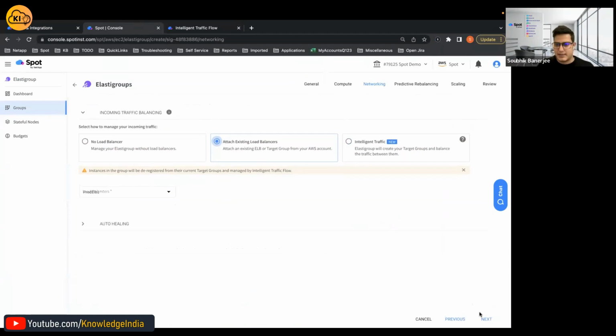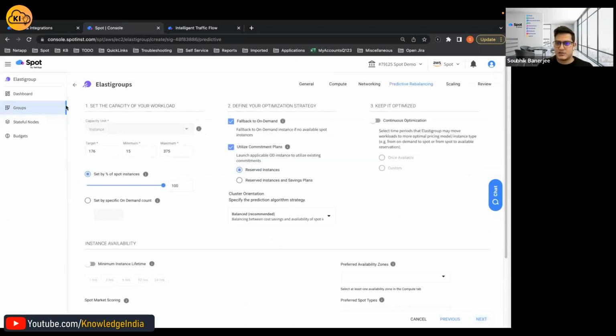Yep, I think we'll move on to the next part, which is predictive rebalancing. I was talking about where the algorithm comes into the picture, the feature which helps in understanding when an instance is about to go away and replacing it with another one. That feature is called predictive rebalancing. This page is named for predictive rebalancing, but it has other things as well. For example, you can select the minimum, maximum, and target instances, which govern how many instances I want to run.